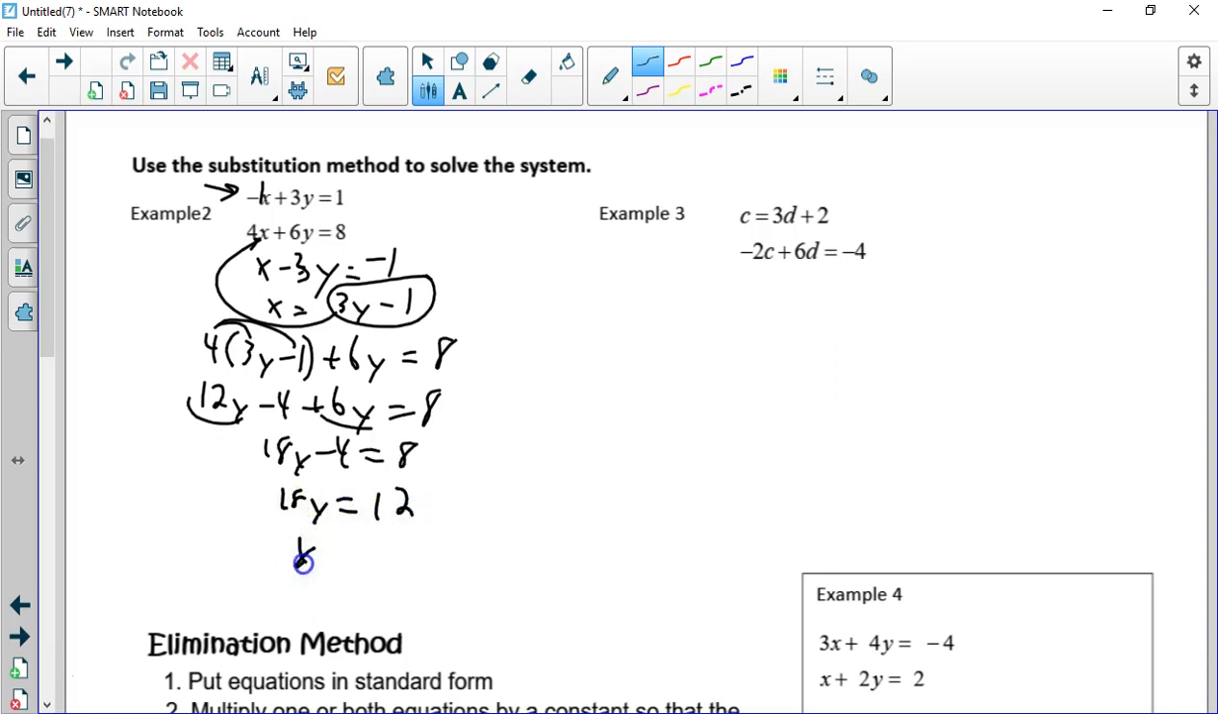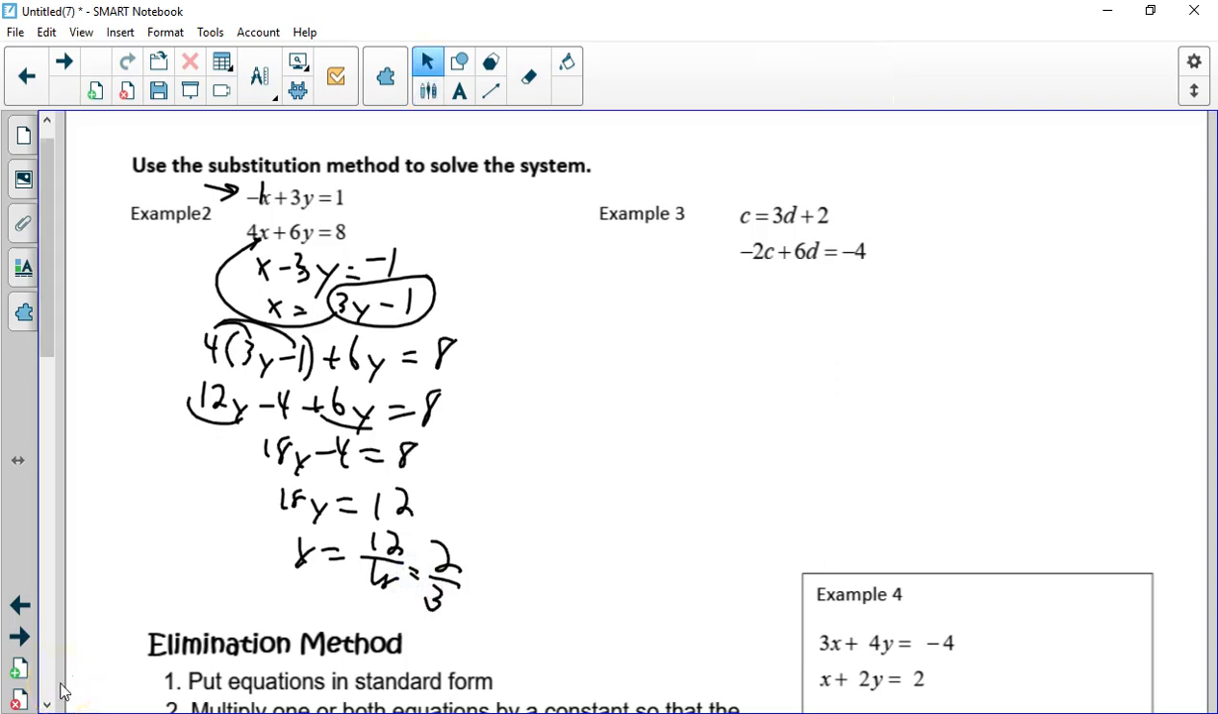And then divide by 18. Y equals 12 over 18, which is going to reduce to divide by 3. No, divide by 6, sorry. Wasn't thinking. Divide by 6, that's going to give me 2/3.